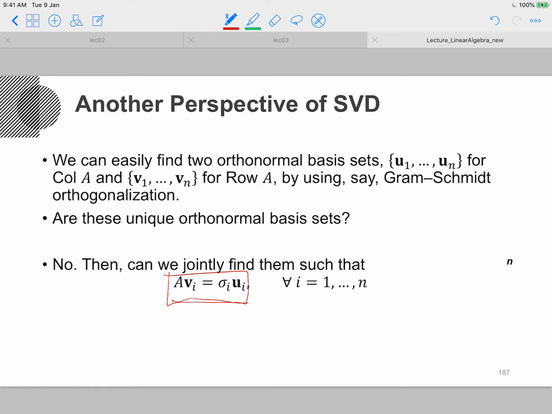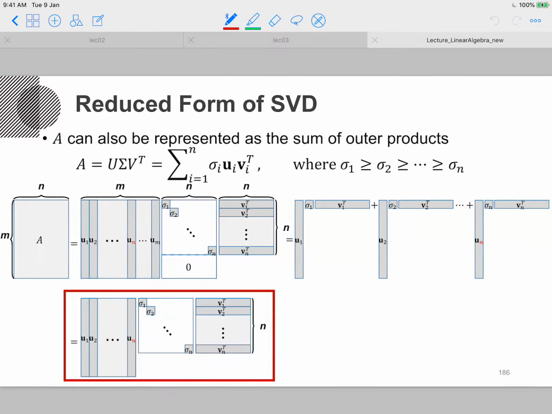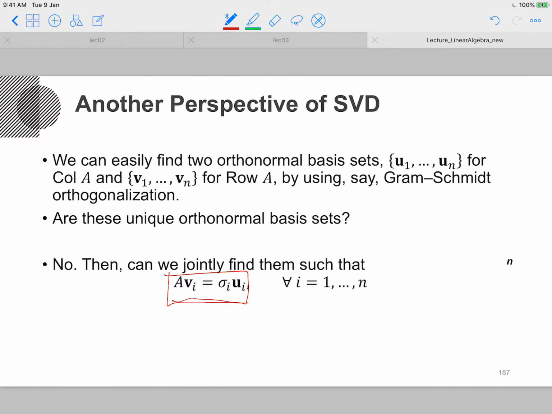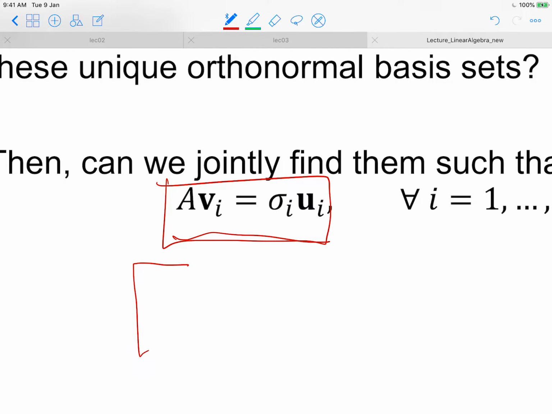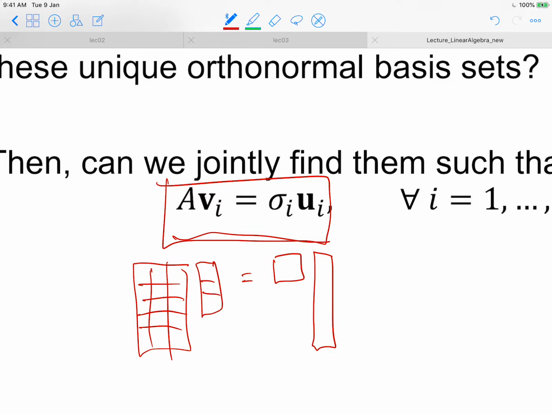Okay, and then let's look at the shape. So if A was 5 by 3, then this U will have 5-dimensional vectors, right? And this V transpose, or this V, will have 3-dimensional vectors, right? And so if we look at this, V is a 3-dimensional vector, and U is a 5-dimensional vector, right?